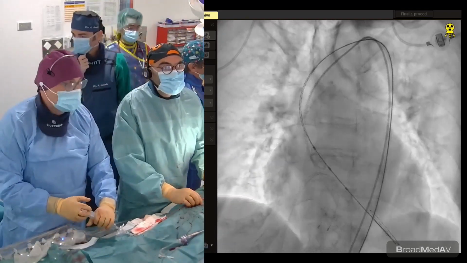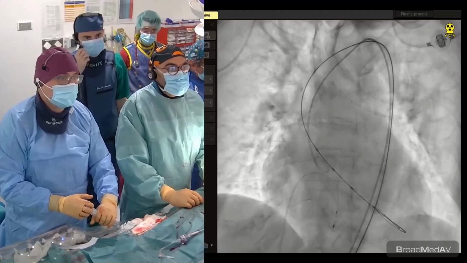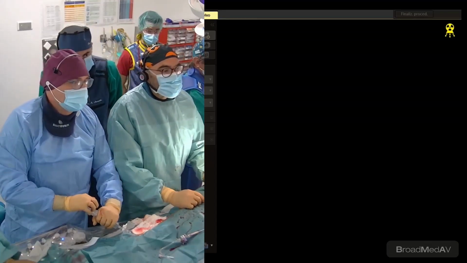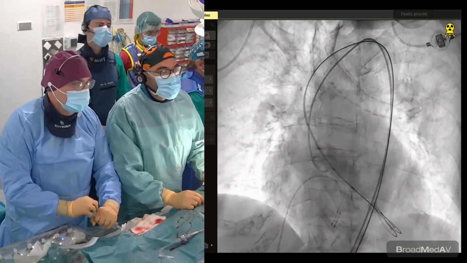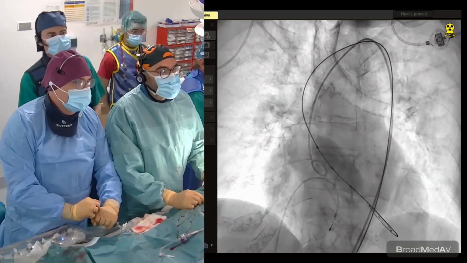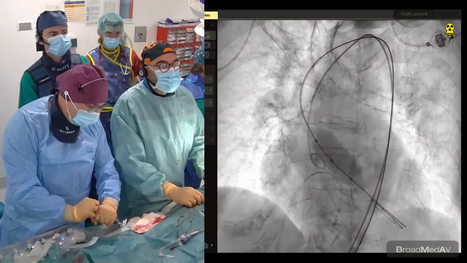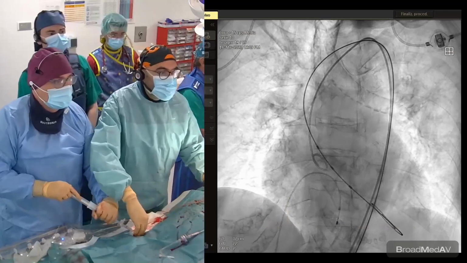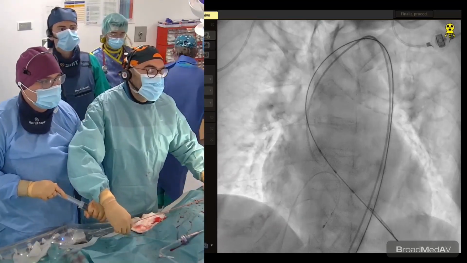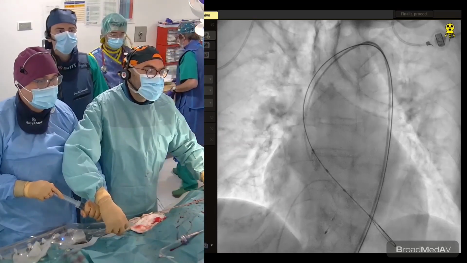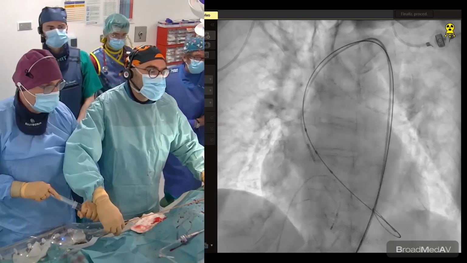Pacemaker, marcapasos a 180, por favor. We are going to do a rapid pacing. Vale, fuera marcapasos. Okay, I think the valve has been adequately dilated.